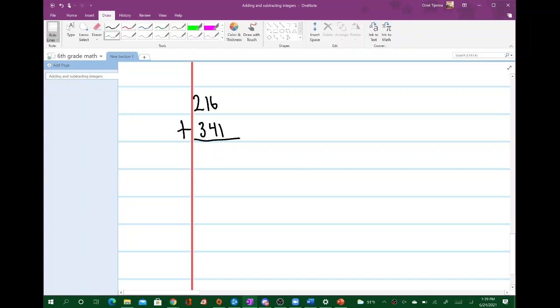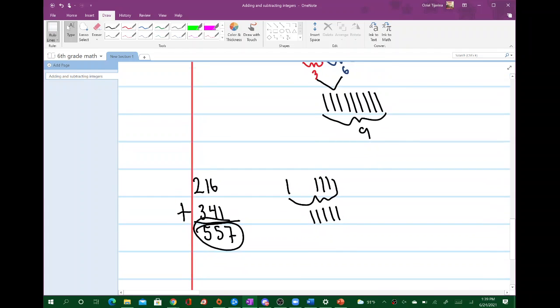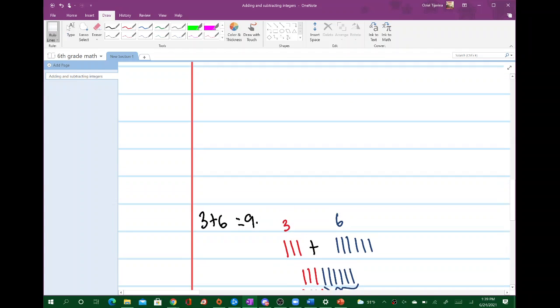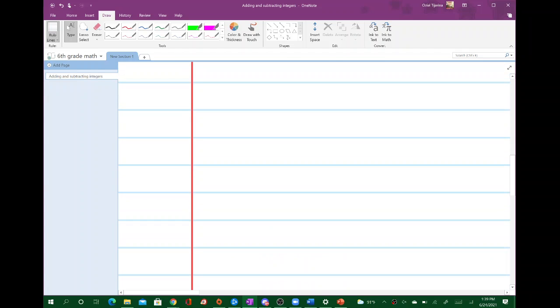Similarly, when we're adding numbers, like 216 plus, I don't know, 341: 6 plus 1 is 7. 1 plus 4 is 5. And 2 plus 3 is also 5. So altogether, this is 557. We know how to do that, or at least we should know how to do that from 5th grade or 4th grade.